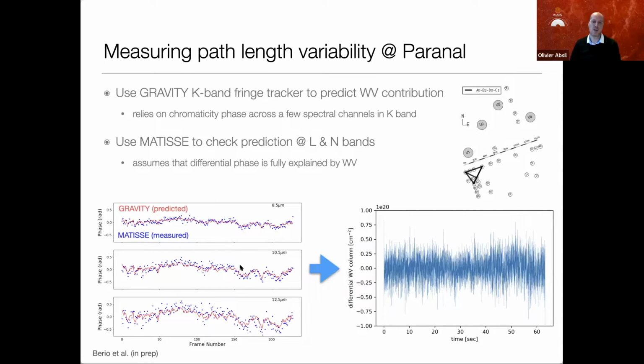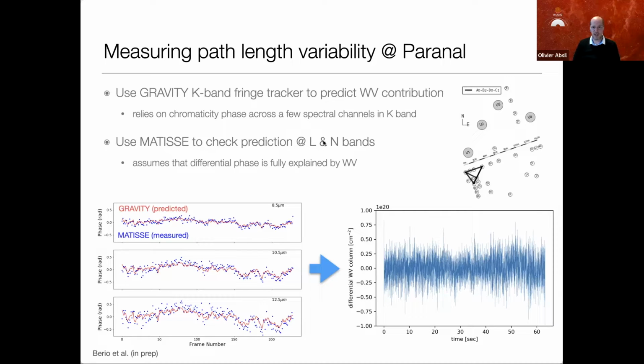So now the question is how many aberrations we will get. And for that, we can use recent measurements obtained at Paranal with the VLT Interferometer, using the fringe tracker of GRAVITY at K-band, which provides a few measurements across the K-band. We can look at the chromaticity of the fringes, and most of this chromaticity is due to the presence of water vapor. And so we can predict the amount of water vapor and its variability in the atmosphere based on this data.